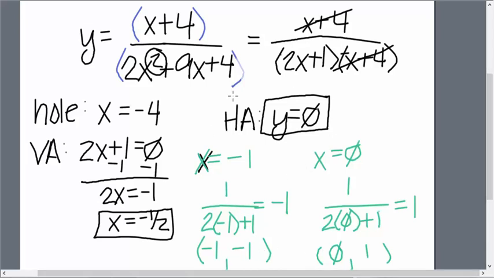I think that once you have these three things, it's easier just to plug it into the graphing calculator and let it do it for you, but I certainly don't mind which way you do it.